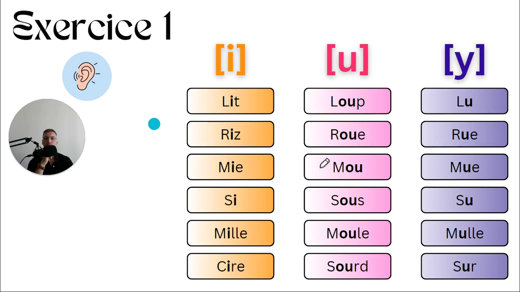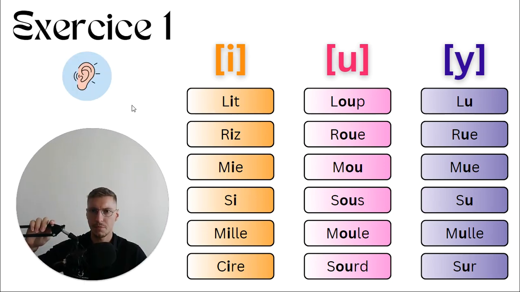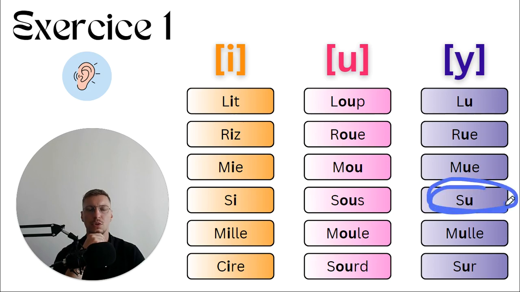Mou. Mou. C'est ça ou c'est ça? Mou, c'est ça. Repeat after me. Mi, mou, mu. Ensuite, su. Su, c'est ça. Hein? Ok. Repeat after me. Si, sous, su.